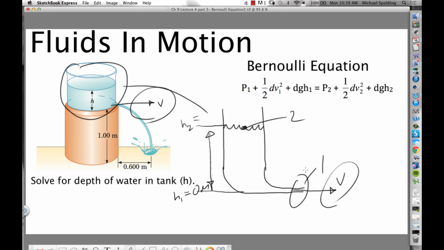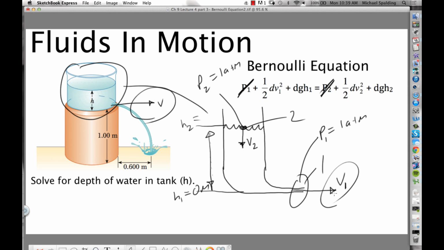What's the pressure on the fluid down here in region 1? Pressure 1 is going to be what? 1 atm. Up here, region 2, what's the pressure on region 2? 1 atm, because they're both open to the atmosphere. So what's going to happen to these pressures? They cancel out.